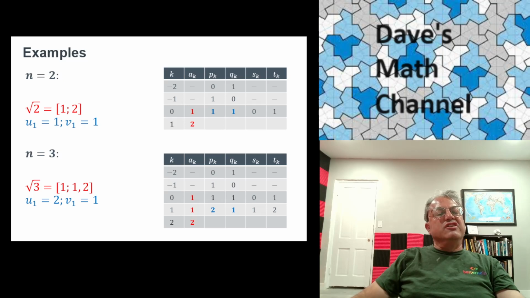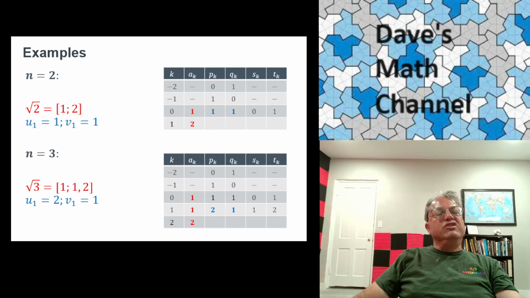So, like I said, n equals 2 is the simplest example. And I'm just going through the algorithm, all the steps I spelled out earlier. This is just the initialization on top. When k is minus 2, we have p minus 2 is 0, q minus 2 is 1, p minus 1 is 1, q minus 1 is 0. This is always the case. And then when k is 0, we get a0 is the integer part of the square root of 2, which in this case is 1.